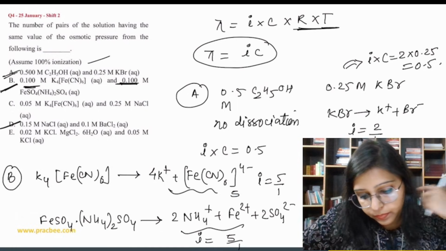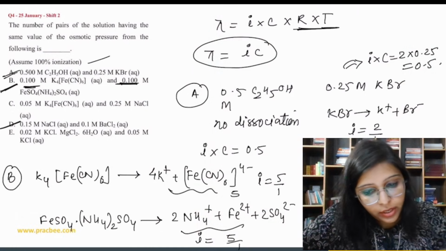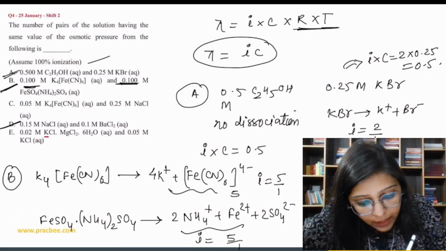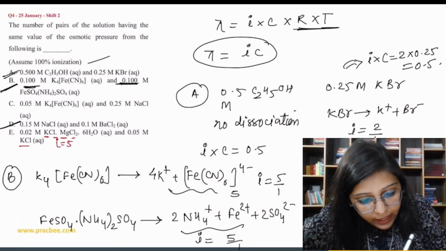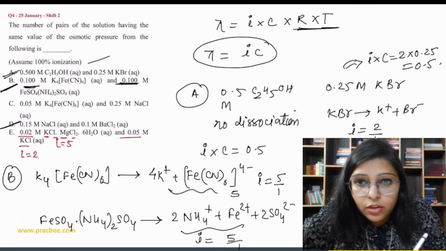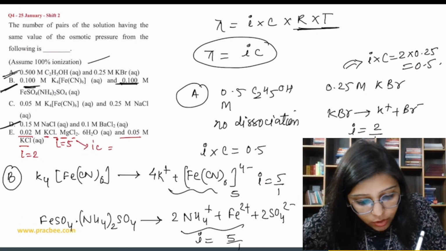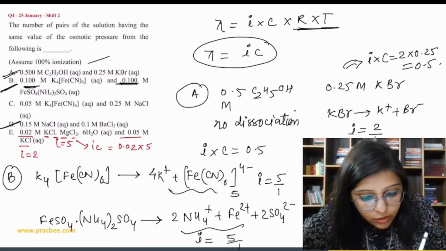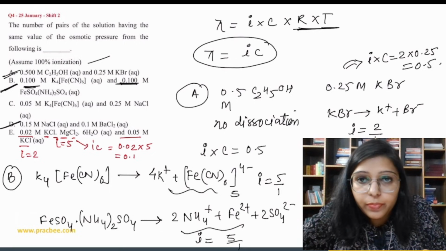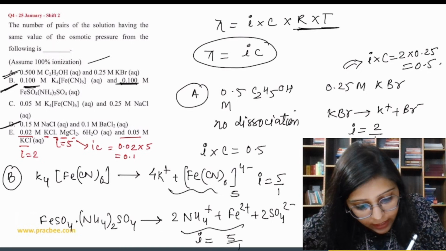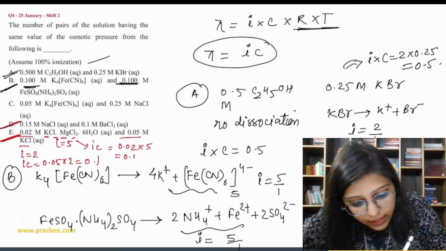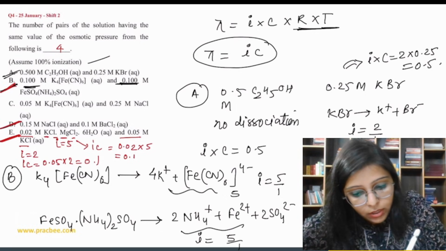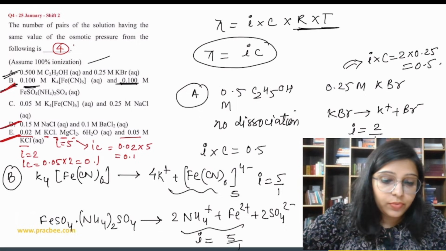Now let's check for E over here only. So here we have K plus, Mg2 plus, 3Cl minus, so the i value is 5, and here the i value is 2. Concentration, they are different. So for this one, iC is equal to 0.02 into 5, which is equal to 0.1, and here for KCl, iC is equal to 0.05 into 2, which is also 0.1. So the answer is A, B, D and E. So total 4 pairs. Okay, so the answer is 4.